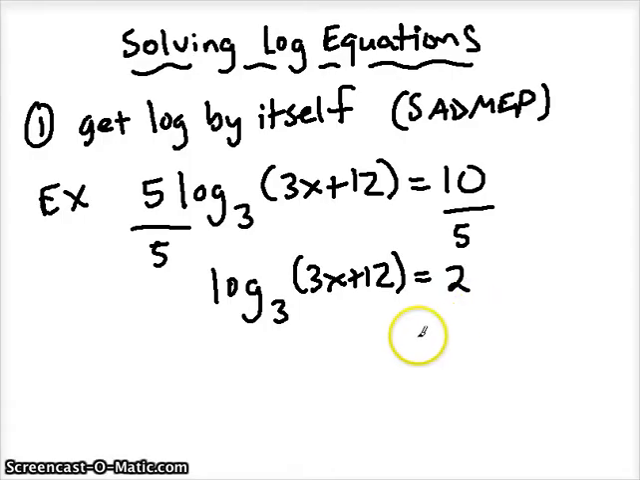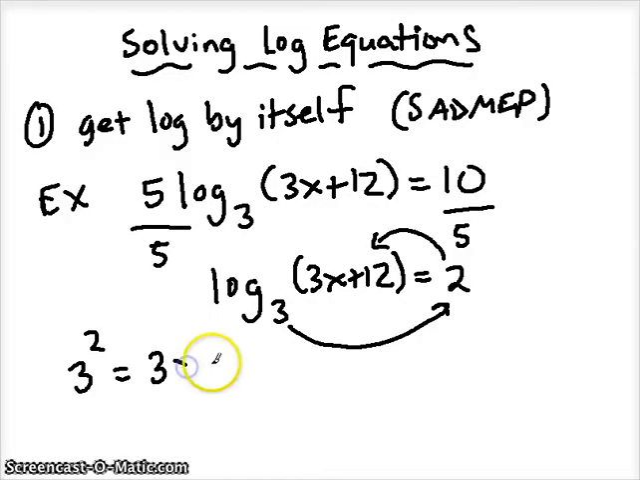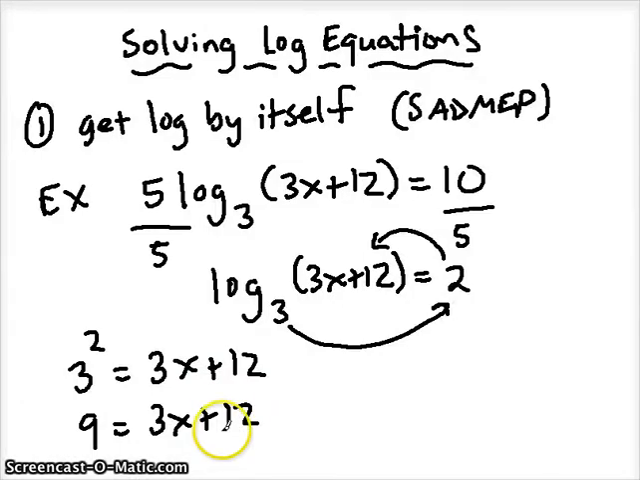It's equal to 2. And we can use our rolling method or our circle method to evaluate. So I take the base to the power on the other side of the equal sign. So 3 squared is equal to 3x plus 12. Simplify and solve for x. So we got 3 squared, that's 9. We got 3x plus 12. So just normal algebra rules.